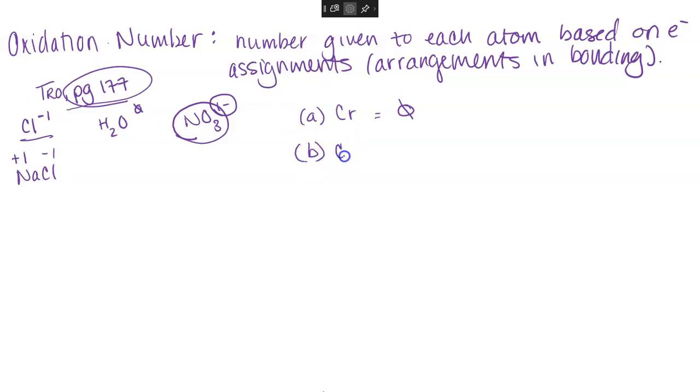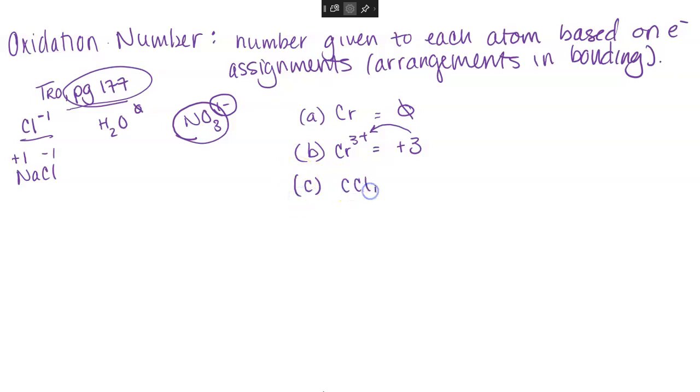Now looking at B, what is the oxidation number for the chromium 3 ion? Positive or negative? Positive 3. Notice we have to assign a sign, positive or negative, and then the number. How did we get the positive 3? The charge on the ion. So monatomic ions take their charge as their oxidation state.